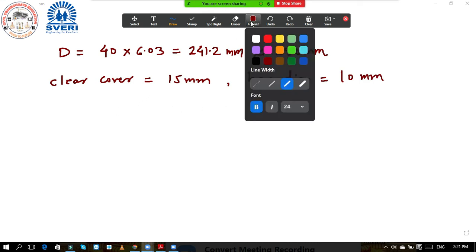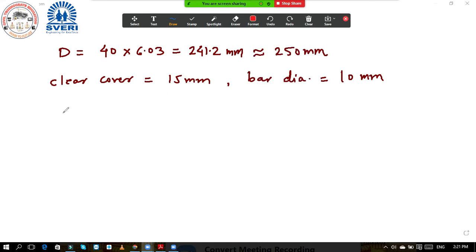Now what is our effective depth? So effective depth d is equal to 250, that is your overall depth, minus clear cover, that is 15, minus half of bar diameter, that is 10 by 2. So what is the answer? 10 by 2 means 5. 250 minus 15 minus 5 is 230. So it is 230 mm. Okay, please check the calculation.